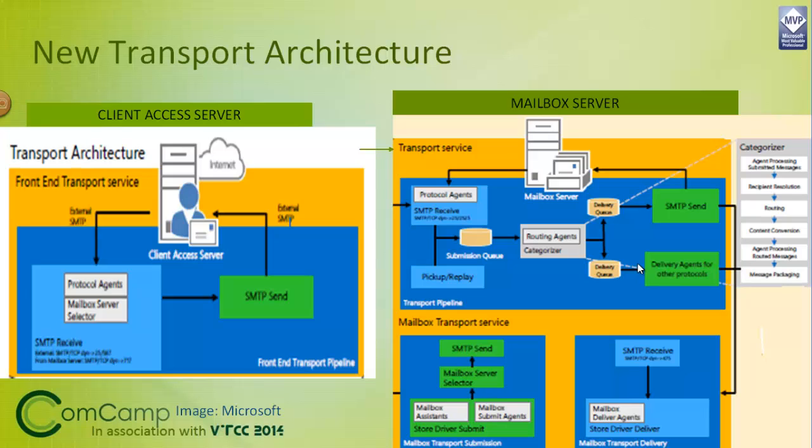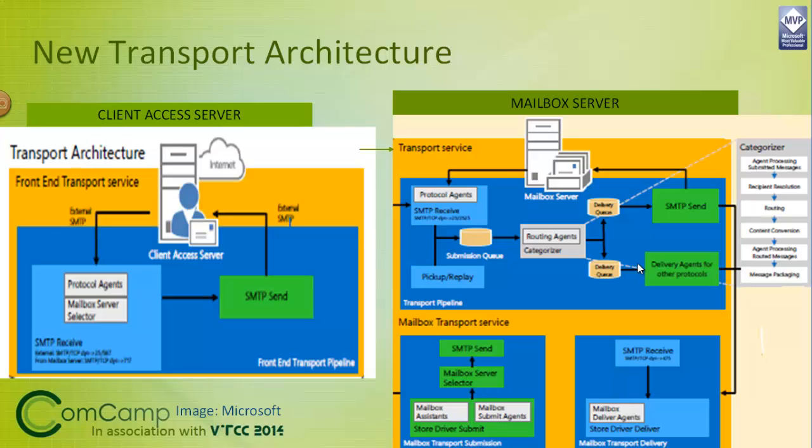On the mailbox server, we can say this service also exists, which receives the message on SMTP receive under the mailbox transport delivery service. Then it delivers the message to the mailbox database. Similarly, mailbox transport submission service under transport service picks the message from outbox and then selects any mailbox server's transport service which is the closest within the AD site. So remember, it does not require to select its local transport service.